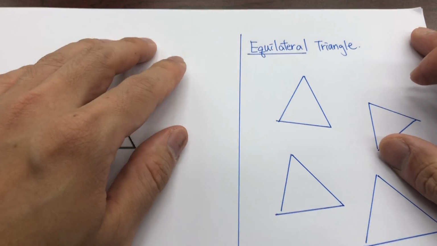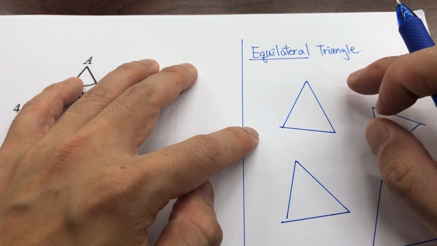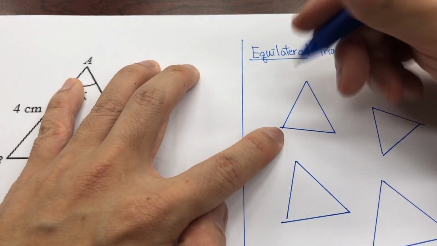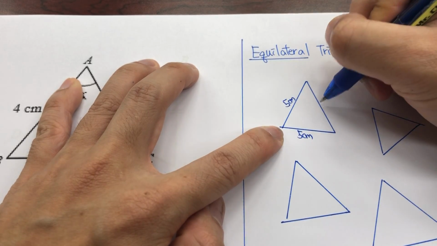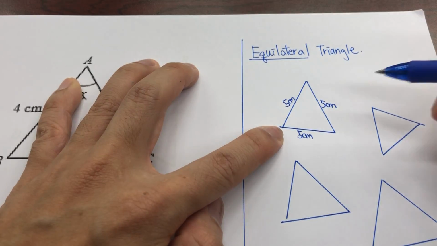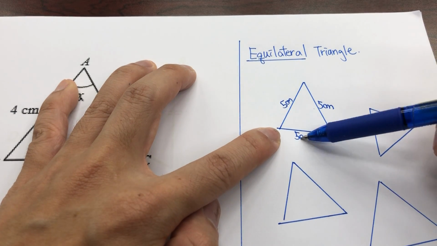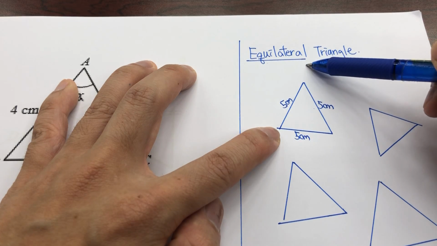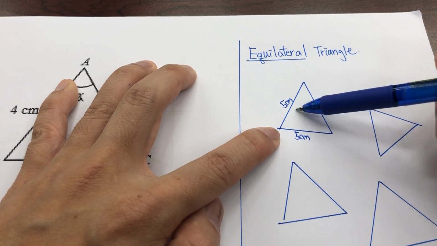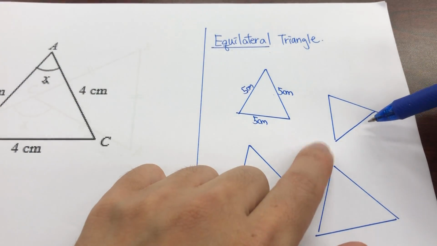Okay, please look at this triangle. For a triangle, there are three sides. For example, for this one, we have 5 cm, 5 cm, and 5 cm. And when all the sides are the same, we call this an equilateral triangle. Equilateral triangle. So please look at this one.